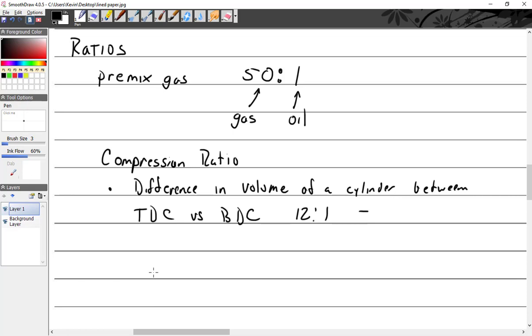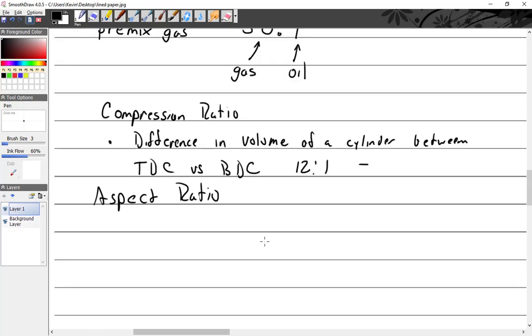Okay, aspect ratio. In airplanes, what is an aspect ratio?